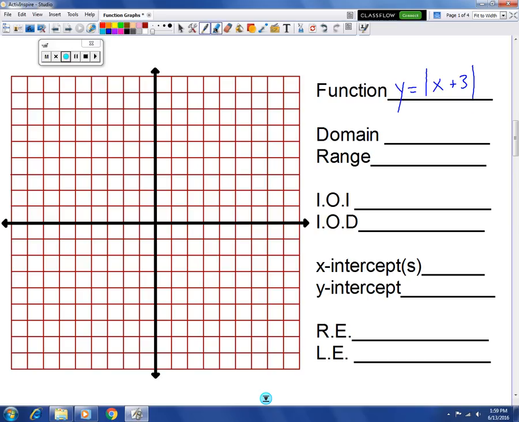So absolute value of x, the parent function, the basic function, looks like this. So how do I do the absolute value of x plus 3? I just start my vertex to the left 3, and I know absolute value of x will go on these diagonal lines. They just go through the corners. So here is the graph. Shift to left 3. Domain.